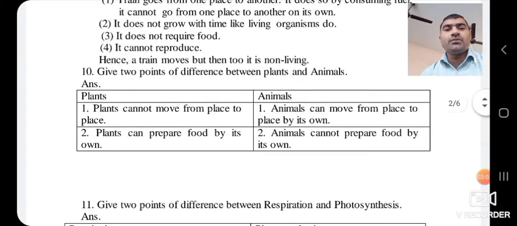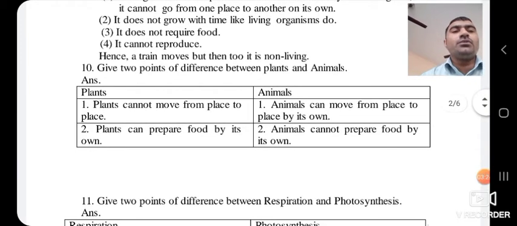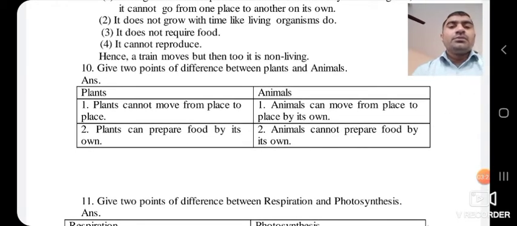Now the next question we have is: give 2 points of difference between plants and animals. So we have to give 2 points each for plants and animals. See, plants cannot move from place to place. In the same way, animals can move from place to place on their own. Second point is plants can prepare food on their own. In the same way, animals cannot prepare food on their own. So these are the 2 points of difference between plants and animals.